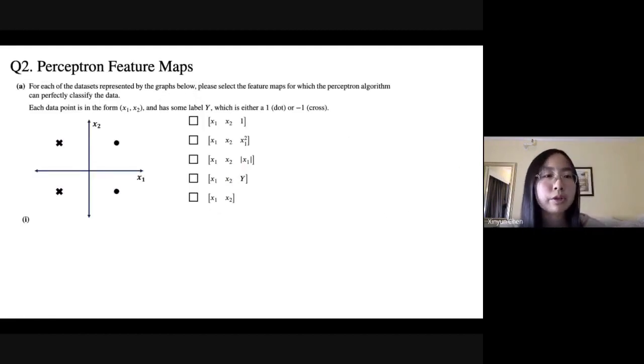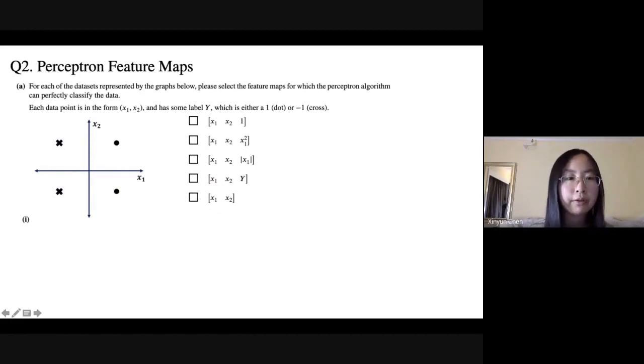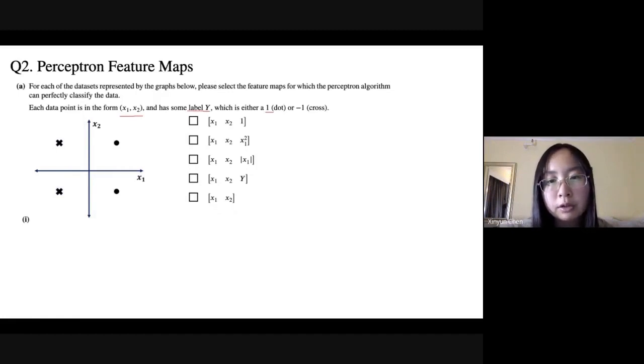Then question 2 is about perceptron. So the idea here is that we will have several points. They will be in the form of X1, X2, and each of them will be assigned a label. And these are binary labels. They could take the values of dots or cross. So this question asks, given these different sets of features, whether all these points could be perfectly separated by a perceptron.